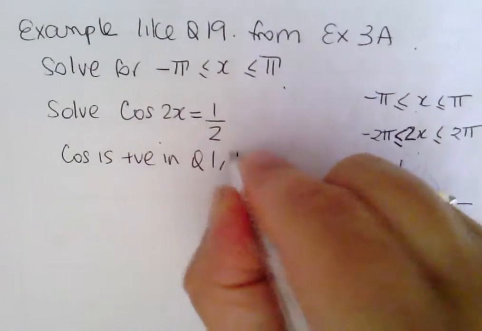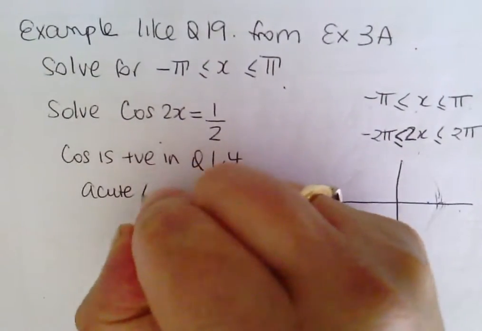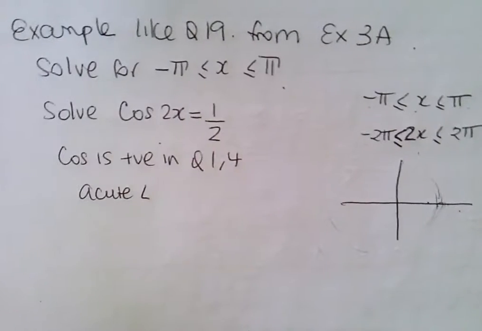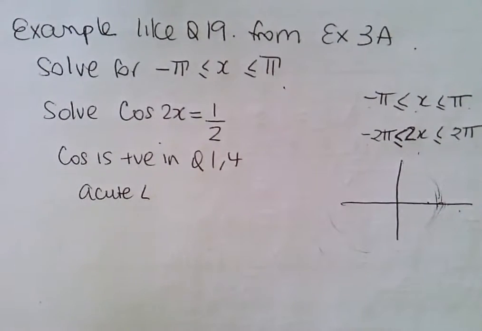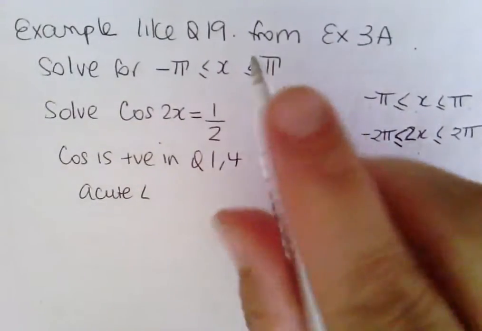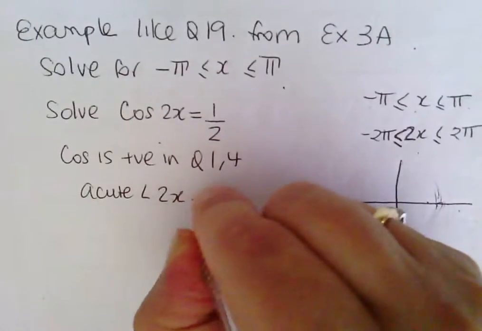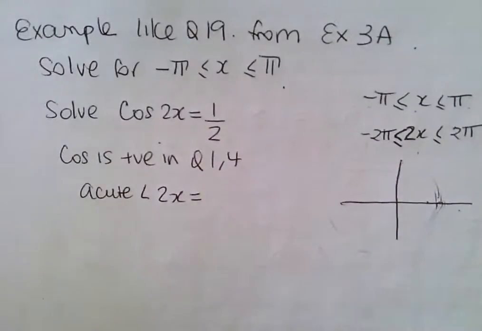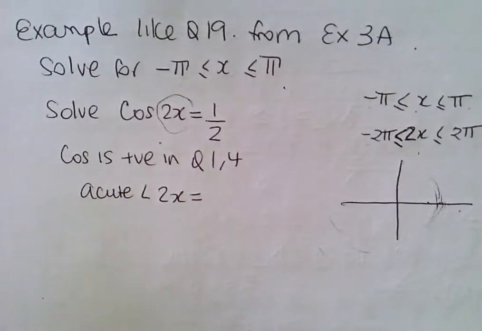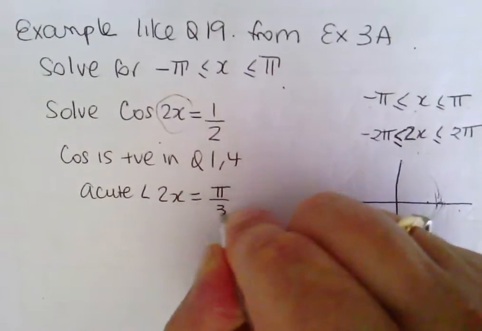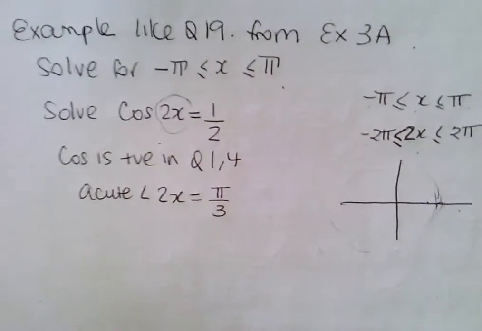1 and 4. Acute angle, not acute angle 2x, sorry, not acute angle x. Cos of what is a half, girls? Cos of 60. So the 2x is 60. See, cos of that is a half. The 2x must be 60, which is pi on 3. Okay, that's the acute angle.